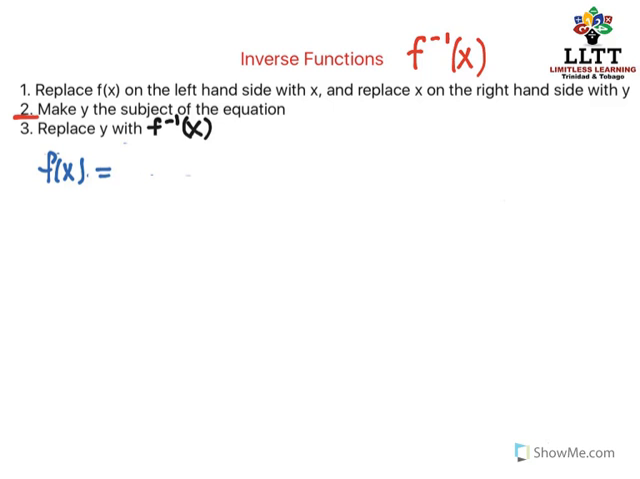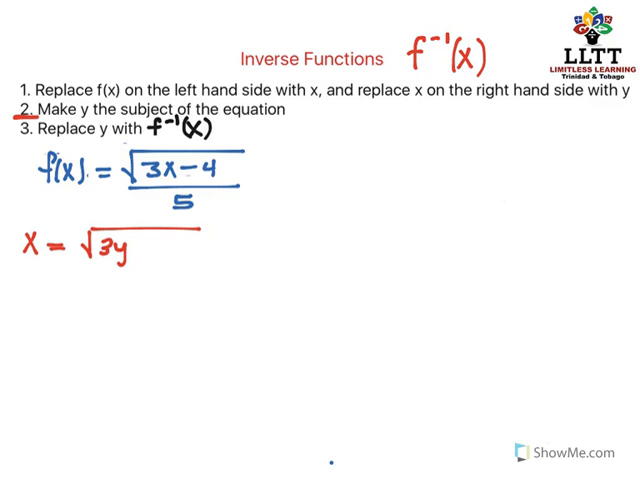Our next problem is f of x equals the square root of 3x minus 4, all over 5. So again, we replace f of x on the left-hand side with x, and on our right-hand side, we replace x with y, so we have the square root of 3y minus 4, over 5.